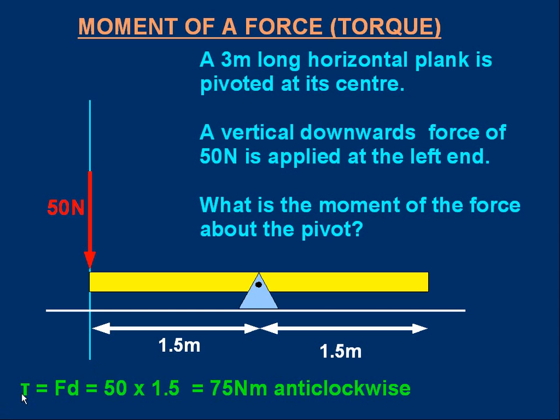The moment is force times distance. It's 50 newtons times, well, the distance from the pivot to the line of action is this 1.5 meters, isn't it? So it's 50 times 1.5, or 75 newton meters. And I hope you can see the tendency of this force is to try causing anti-clockwise rotation about the pivot. So 75 newton meters anti-clockwise.